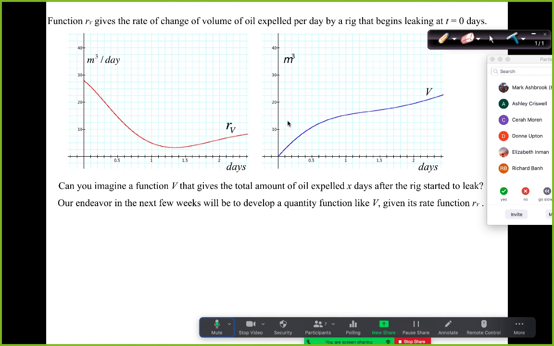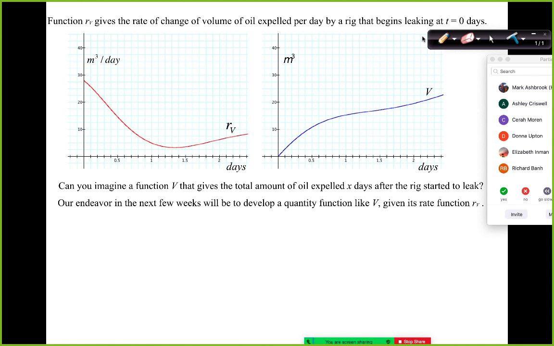The oil expelled per day by a rig that begins leaking at t equals 0 days. So had I not said total amount, what would you say? Would you still say this is the total accumulation of oil, or net accumulation of oil? I think you'd say total because it starts at the 0 days.